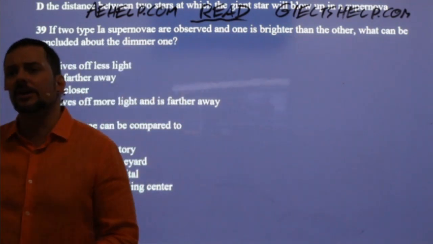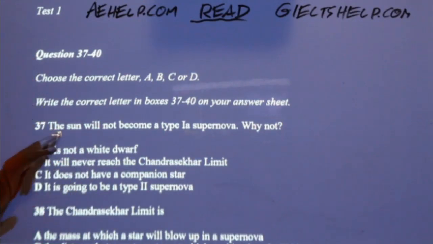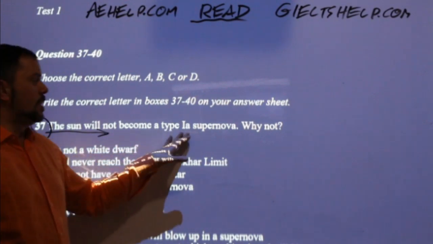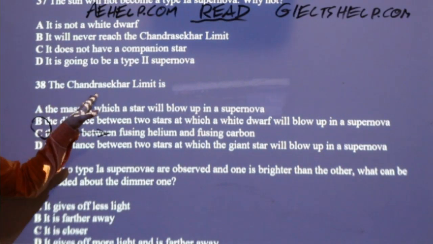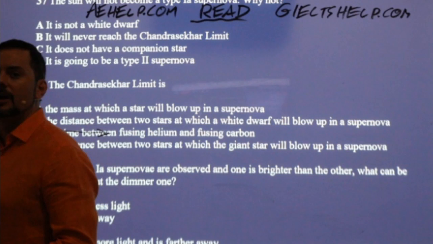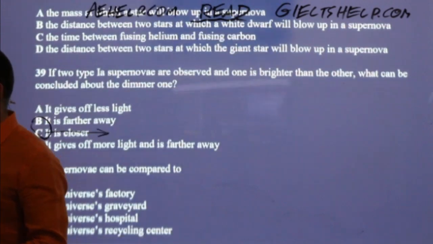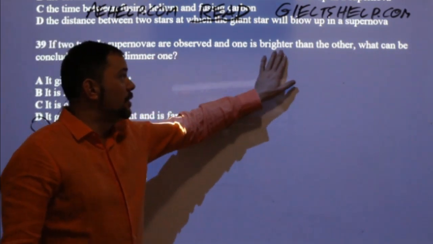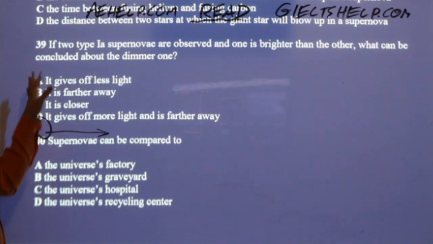So all you need to do here is just read the statements. Okay? So just read what's in the passage. The statement is in the passage. So the sun will not become a type 1a supernova. Why not? The Chandrasekhar limit is, okay, so something about the Chandrasekhar limit. Okay. Then 39, if two type 1a supernovae are observed and one is brighter than the other, what can be concluded about the dimmer one? All right, good. So I've read this one.